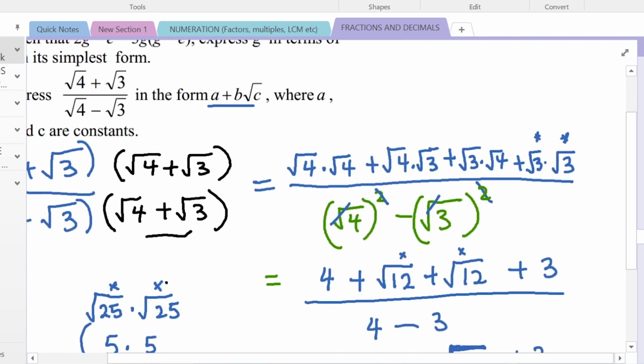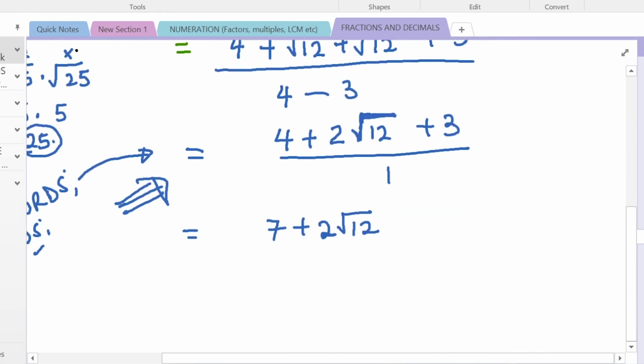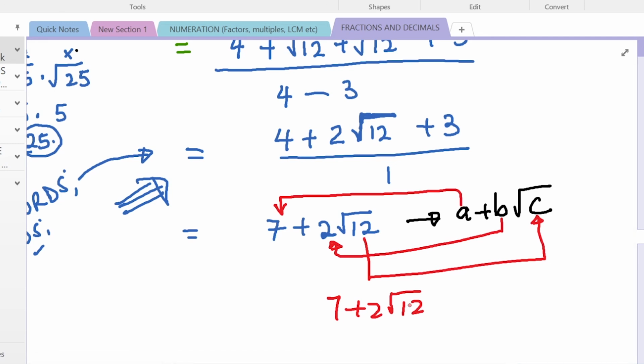And if you look at the question here, the question says, express this in the form a plus b root c, where a, b, and c are constants. So from our answer, you can see that we have indeed expressed this as a plus b root of c, where our value of a is 7, our value of b is 2, and our value of c is 12. So this is the answer, 7 plus 2 root of 12. That's the answer. So that brings us to the end of this session on fractions and decimals.